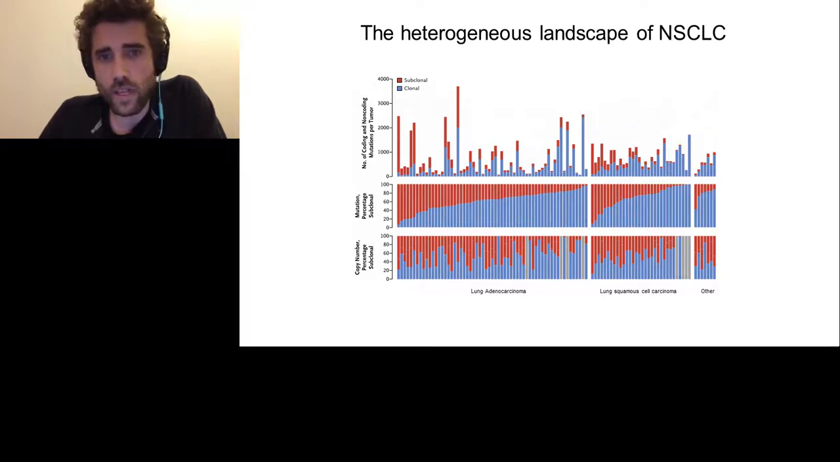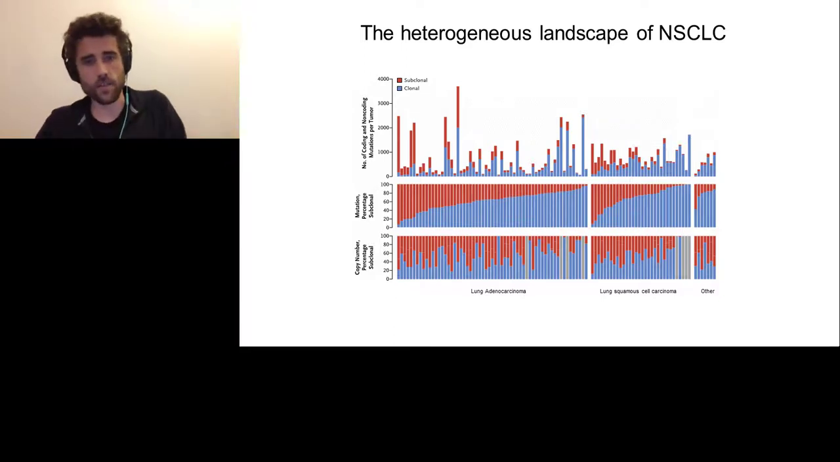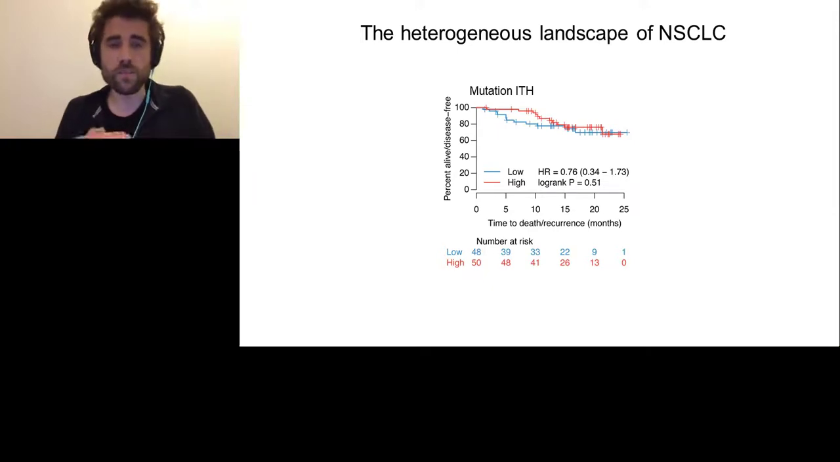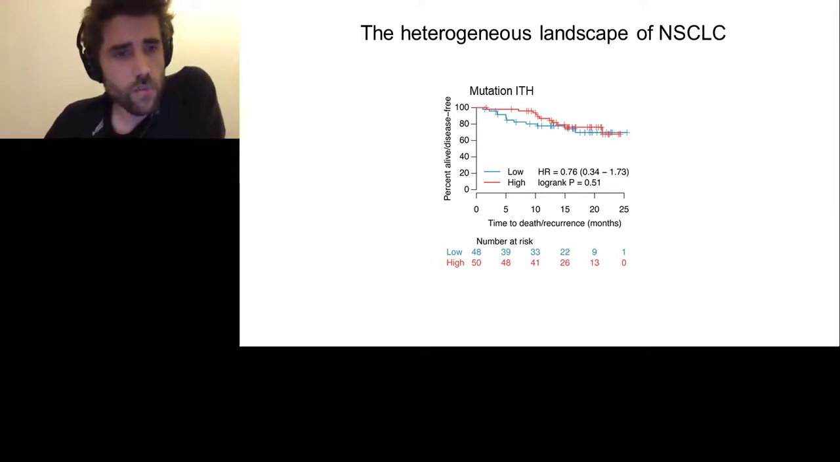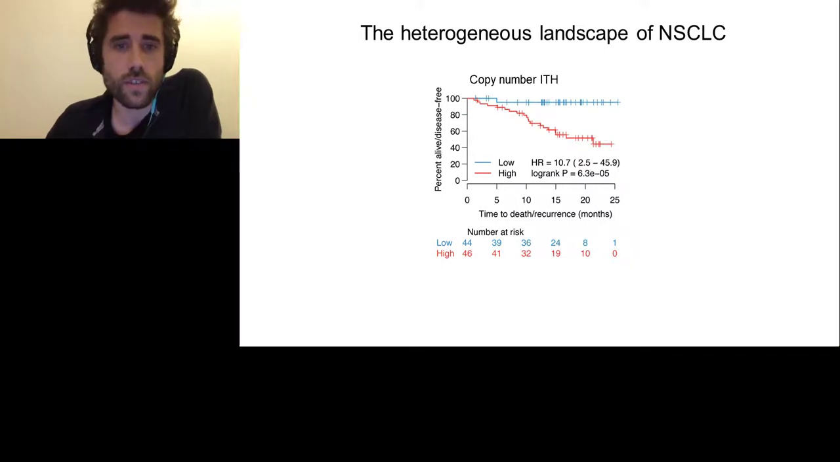When we did that, we didn't see any clear difference in the survival curves when we split according to the median of intra-tumour heterogeneity at the mutational level. But interestingly, when we did the same comparison at the copy number level, looking at copy number ITH, we saw quite a striking difference in the survival curves.